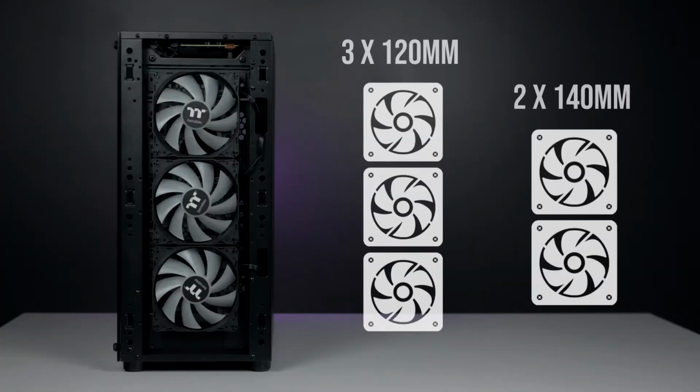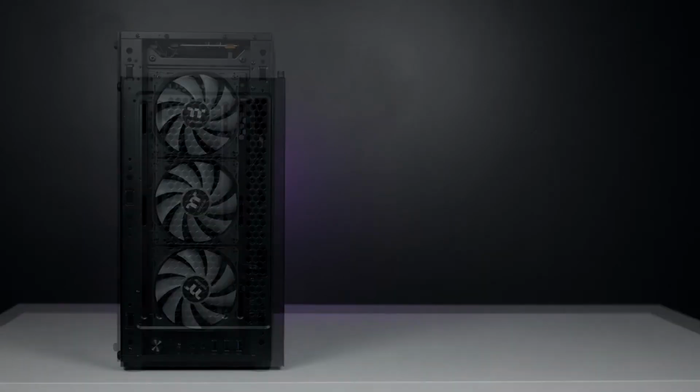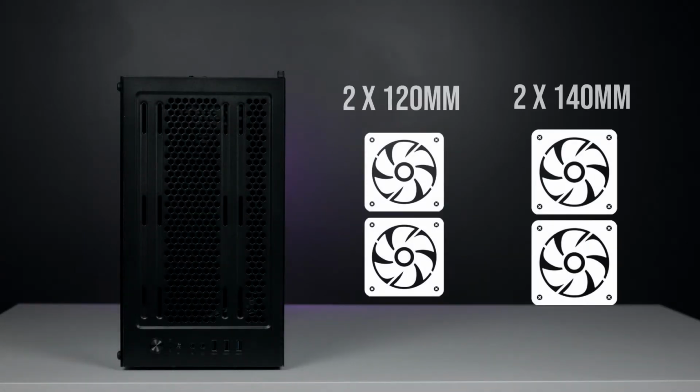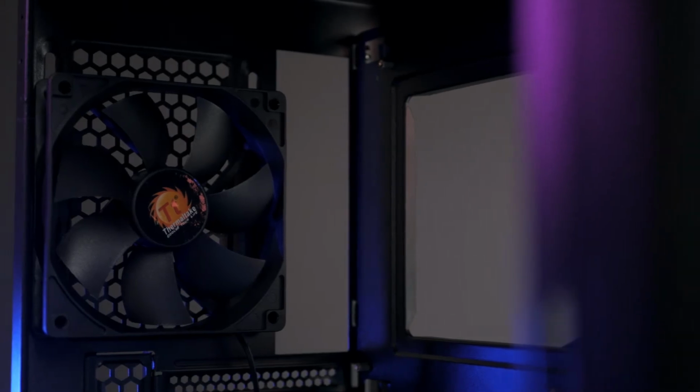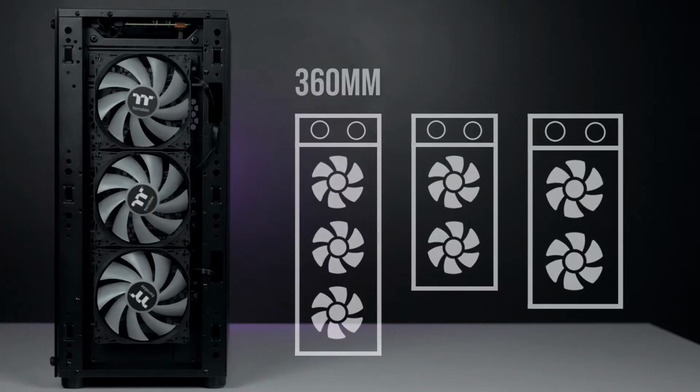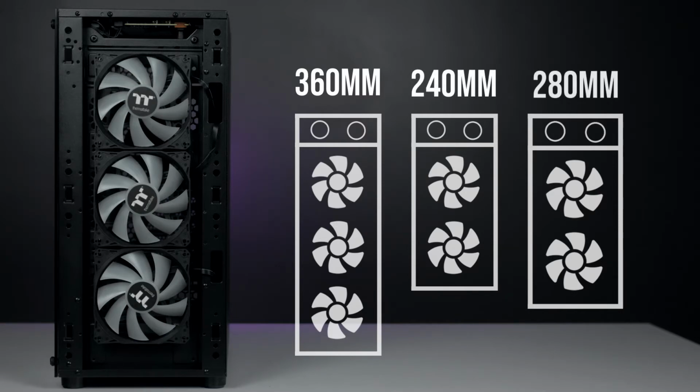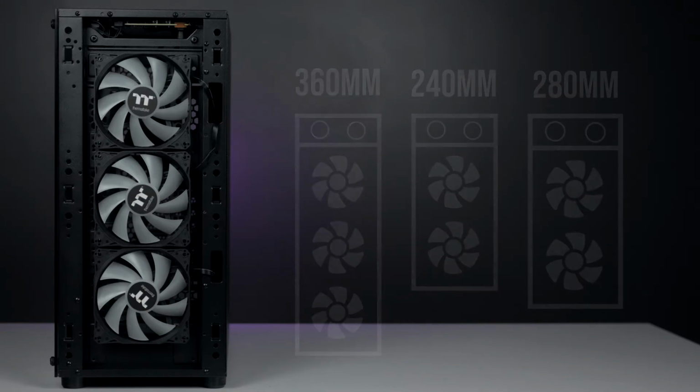For fan support, you can have 3 120mm or 2 140mm fans in the front, 2 120mm or 2 140mm fans at the top, and a single 120mm fan at the back. Coming to the radiator support, on the front you can install a single 360mm or a 240mm and even some specific 280mm radiators as there is space for it even though they're not listed on the website, which is a super nice hidden feature to have.